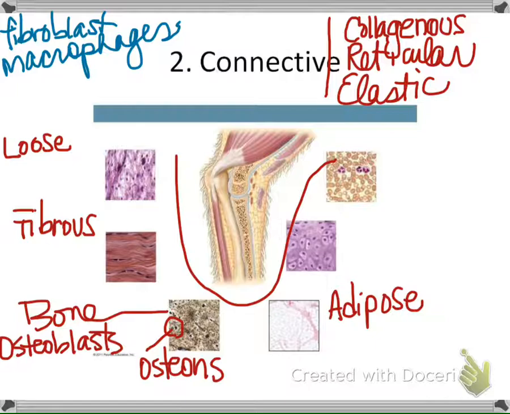Then we have cartilage. Cartilage contains collagenous fibers embedded in a rubbery protein-carbohydrate complex called chondroitin sulfate. It's made up of chondrocytes. I guess I should spell that.